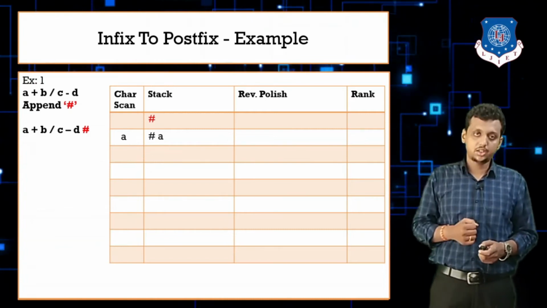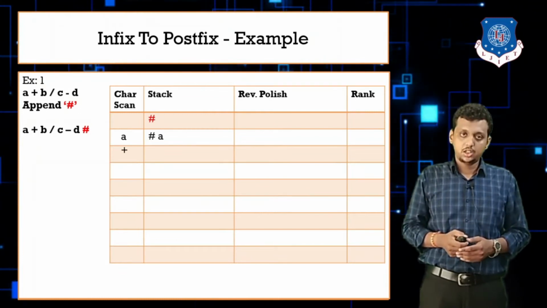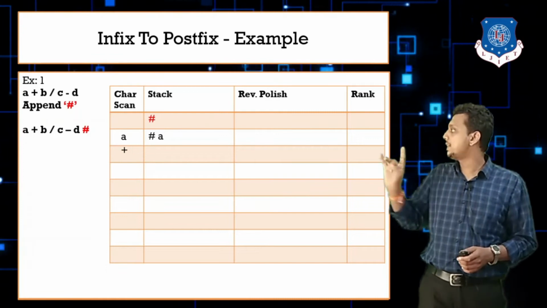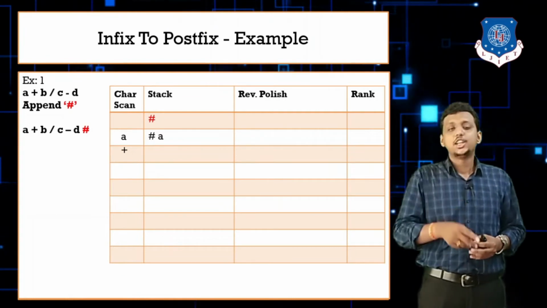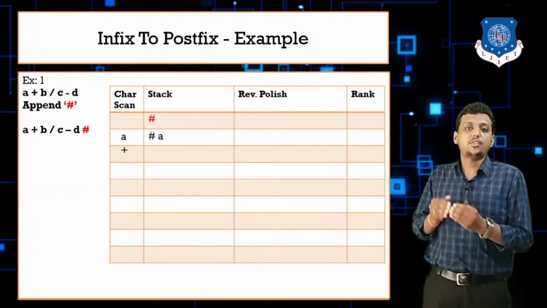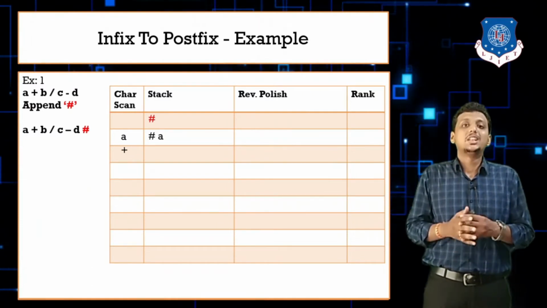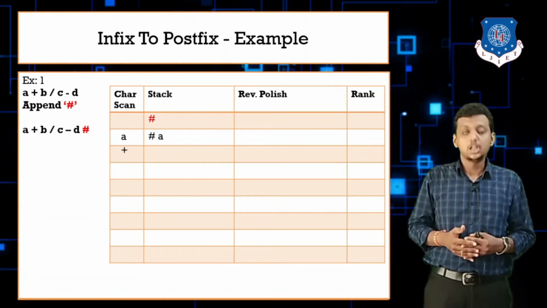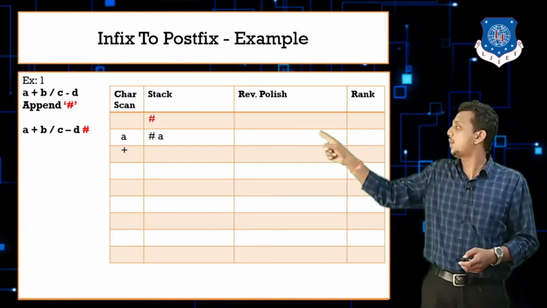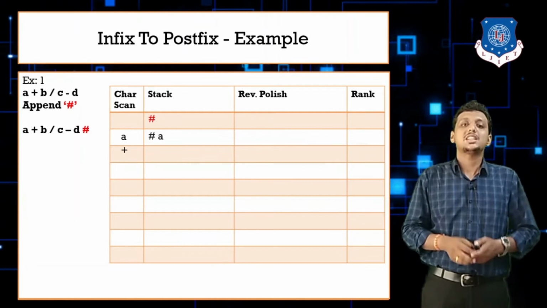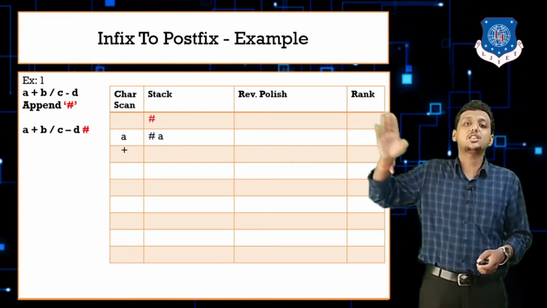Now take the next character value. The next character is plus. So plus is the operator. And right now my top is pointing at A because A is the last inserted element, correct? So we compare the precedence of plus with the precedence of A. When we compare both of them, we come to know that plus has the lower precedence. So now your condition is satisfied: f of next is less than or equal to f of s of top, because the precedence of plus is lesser or equal to the precedence of A.